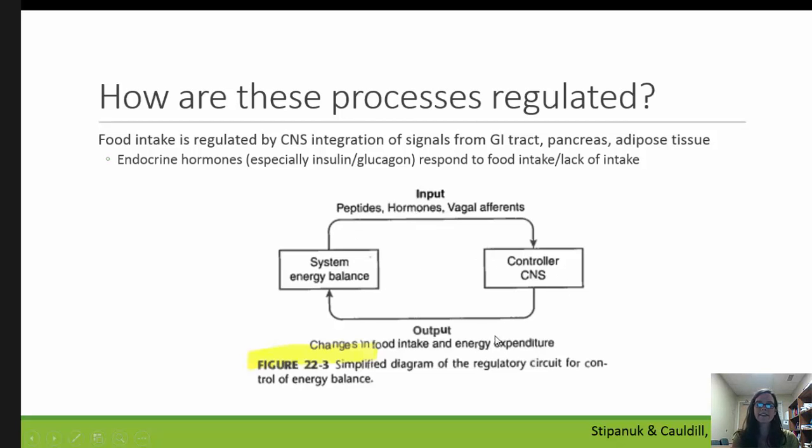And so we have this kind of regulation process in which our GI tract and our pancreas and our adipose tissue send these signals that are then perceived by our central nervous system, which then tells our bodies what to do so that we can then maintain some system balance.